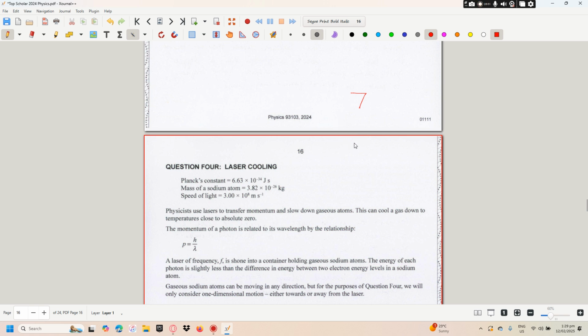And question 4 is on laser cooling. So this is waves and nuclear physics coming into play.